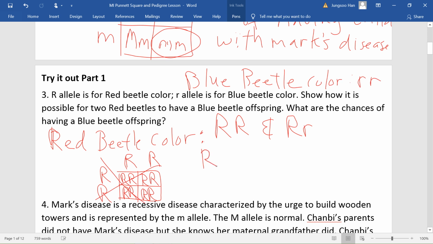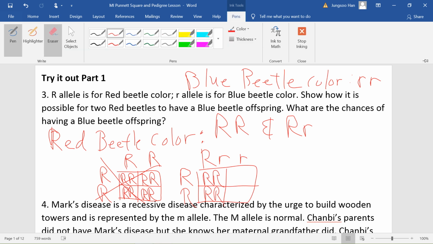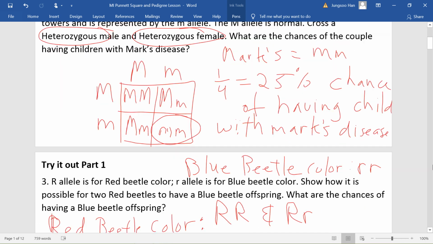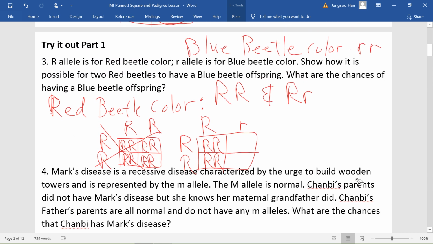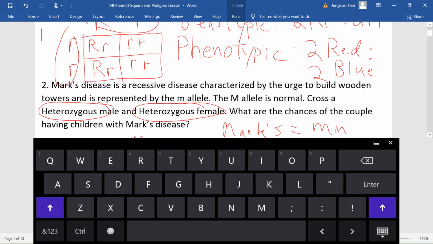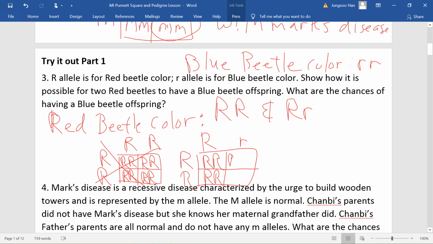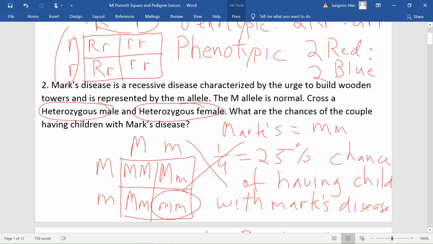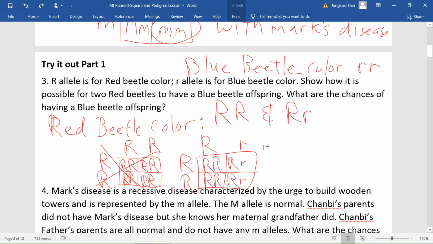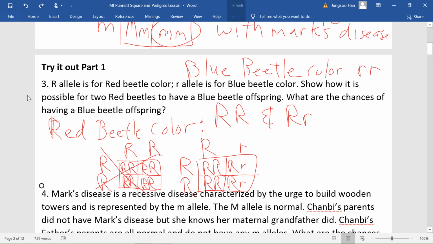Okay, what if one of the parents is big R, little r, and the other one is big R, big R? If you do the Punnett square, there are no little r's inside the Punnett square, so that would not work either.